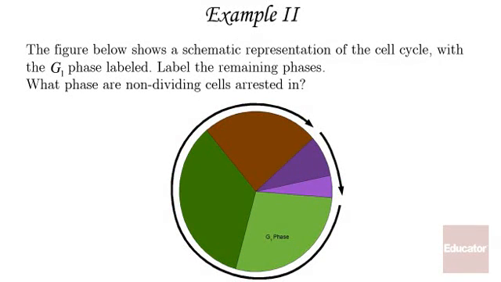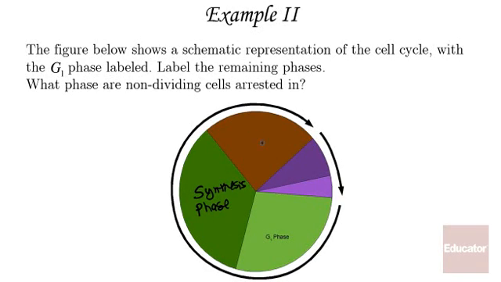Example 2: the figure below shows a schematic representation of the cell cycle with the G1 phase labeled. Label the remaining phases. What phase are non-dividing cells arrested in? Starting out with the G1 phase, which is a growth phase, it's gap 1. Cells that get the go-ahead will continue on into the S phase. During the S phase, growth continues, and in addition, DNA is replicated. So it's the synthesis phase, S phase for synthesis.